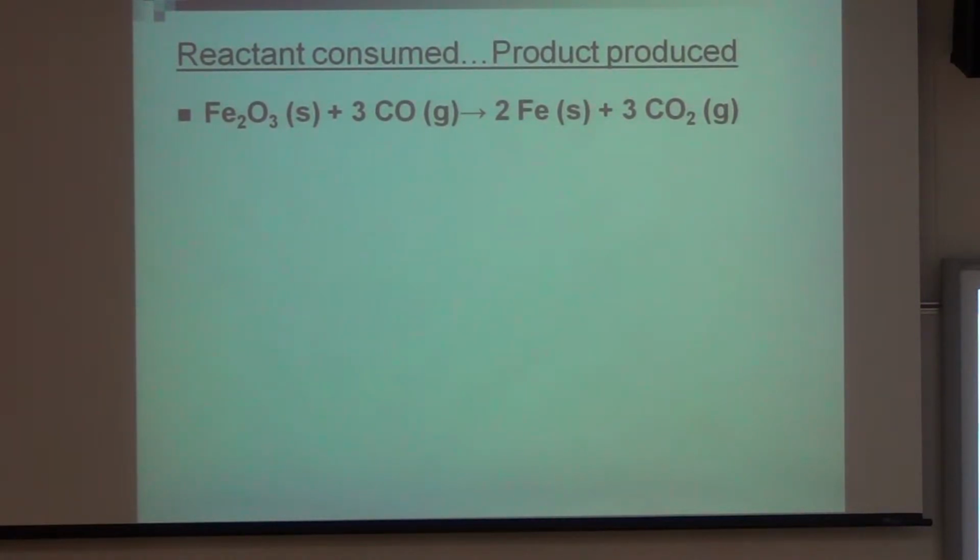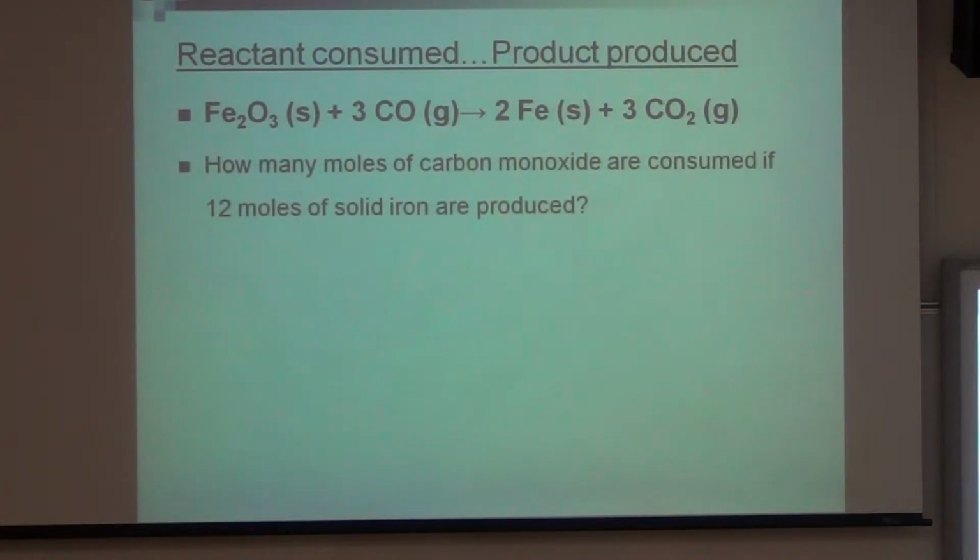Okay, from here, let's use our mole-to-mole ratios to figure out how much of a reactant is consumed, and then we'll do a second problem to figure out how much product is produced. So in the first one, how many moles of carbon monoxide are going to be used up if 12 moles of iron is produced?